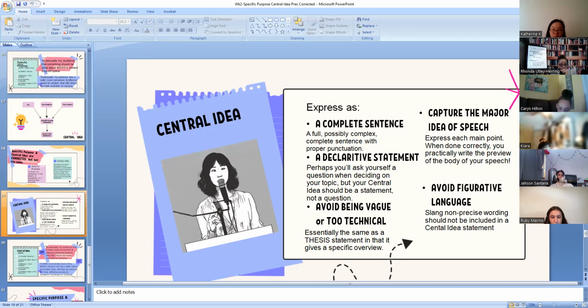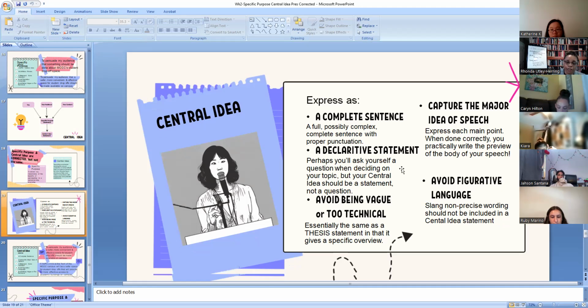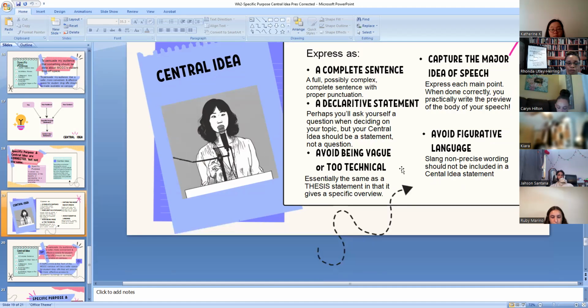Another thing you want to do is capture the major idea of the speech. Express each main point. Okay. When done correctly, you practically write the preview of the body of the speech. Okay. And we're going to go over that some as well. And then finally, you're going to avoid figurative language. No slang, for the same reasons we talked about in the specific purpose.